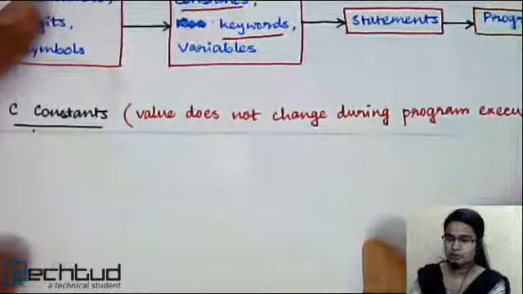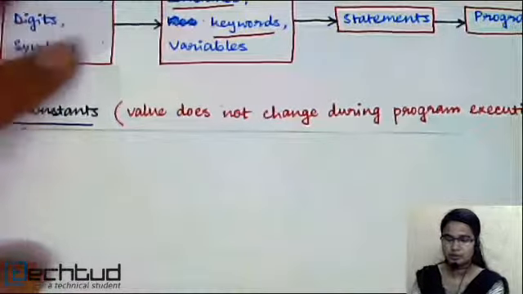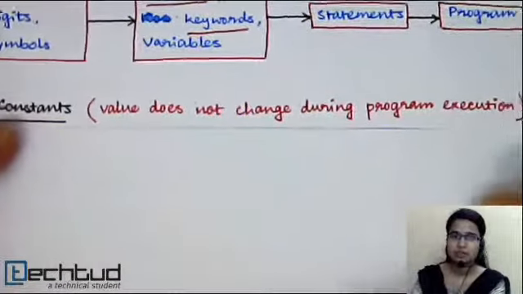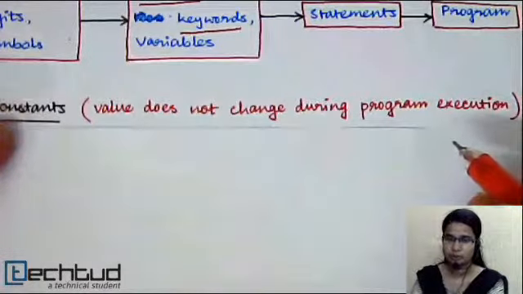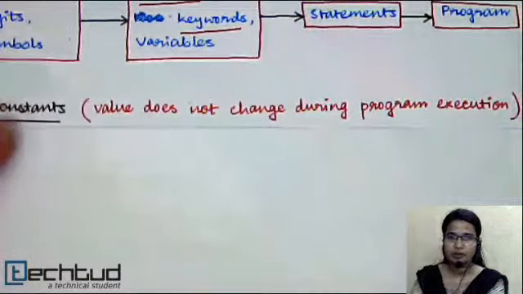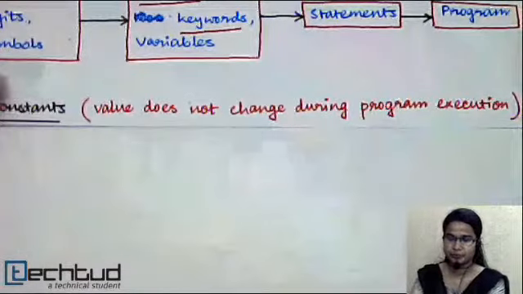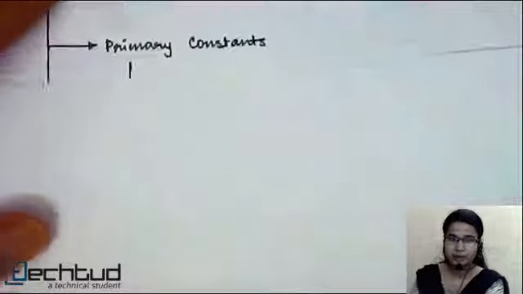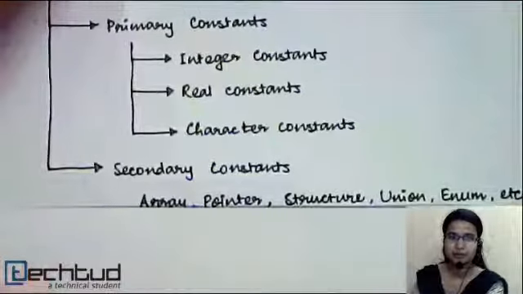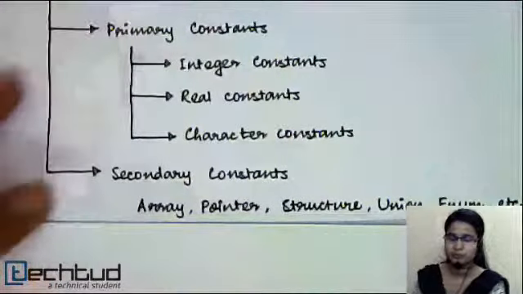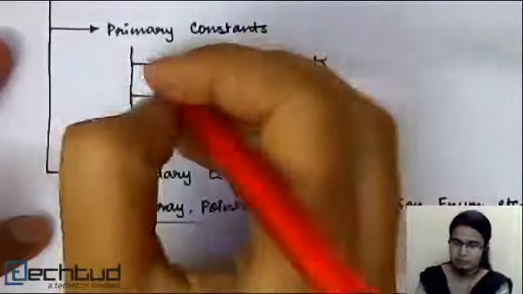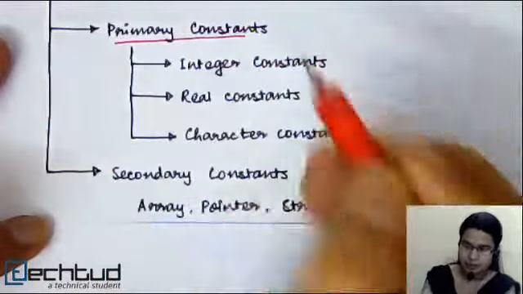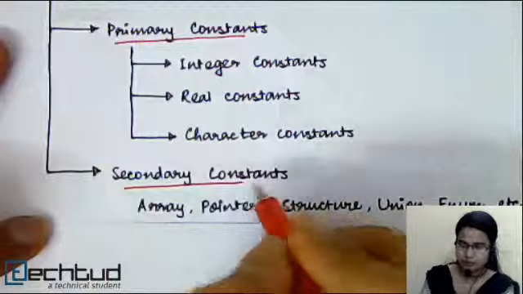So what is a C constant? It's a token whose value does not change during the execution of the program. So when you have already typed its value and it's been compiled, you cannot change its value. So it is called a constant. There are actually two types of constant: one is primary constant and the other one is secondary constant.